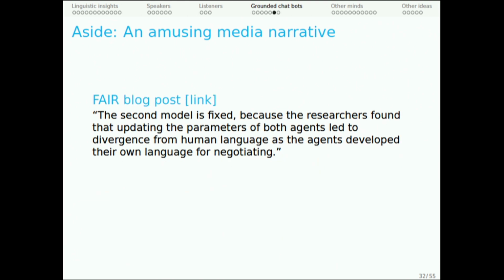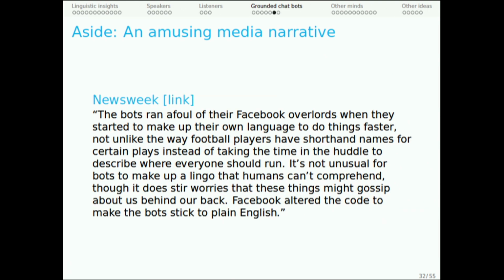Okay, so then they had a blog post, which is also pretty modest about this. The second model is fixed because the researchers found that updating the parameters of both agents led to divergence from human language as the agents developed their own language for negotiating. Okay, so then Newsweek. The bots ran afoul of their Facebook overlords when they started to make up their own language to do things faster. Not unlike the way football players have shorthand names for certain plays instead of taking the time in the huddle to describe where everyone should run.